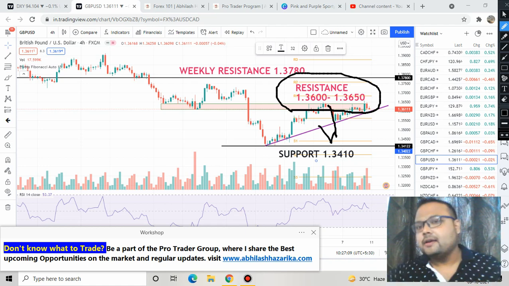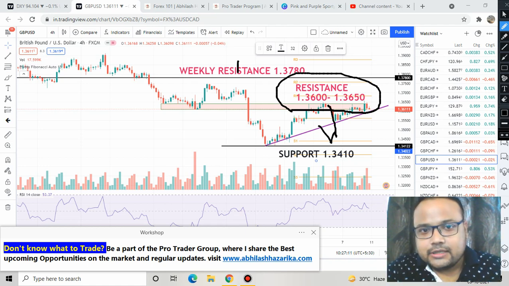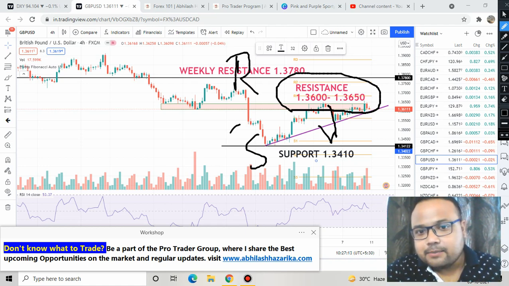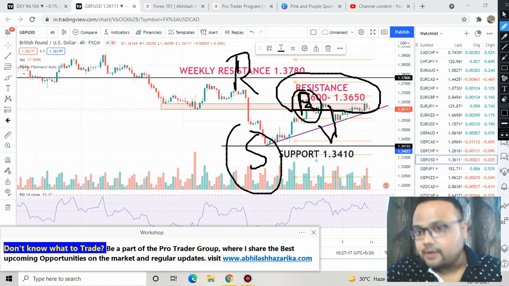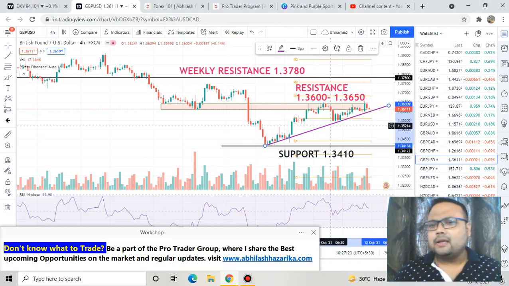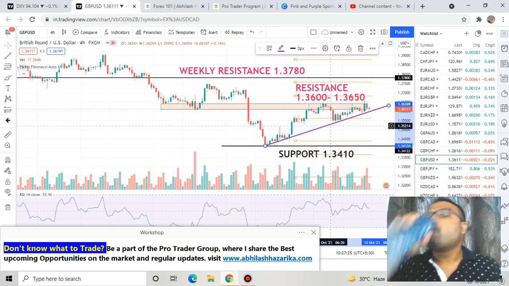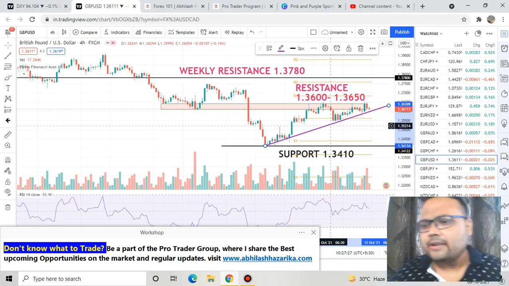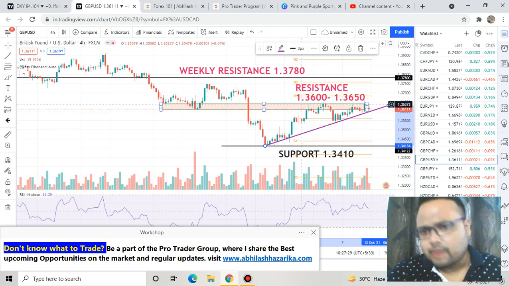Anyways, okay, so this is the resistance for the market, this is the support for the market, and this level is still acting as a resistance for the market. Clear? You can see that I have drawn a trend line also, but honestly speaking, I do not think that this trend line will be a very strong support for the market.